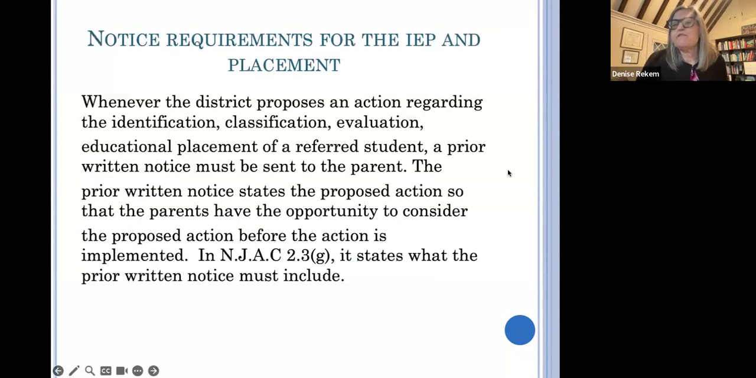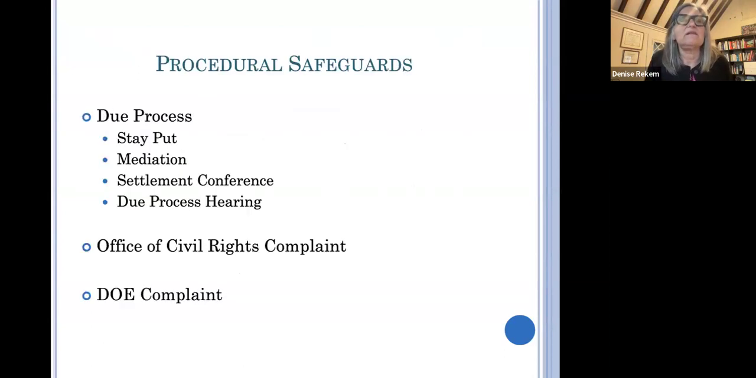Okay, so whenever the district proposes an action regarding the identification, classification, evaluation, or placement of a student, or a change of the IEP, they have to give prior written notice to the parent, okay? So this notice has to say what they're proposing, okay, and give the parents the opportunity to consider it before they do it. And they have to include specific information so that the parents can consider this change. Next slide.